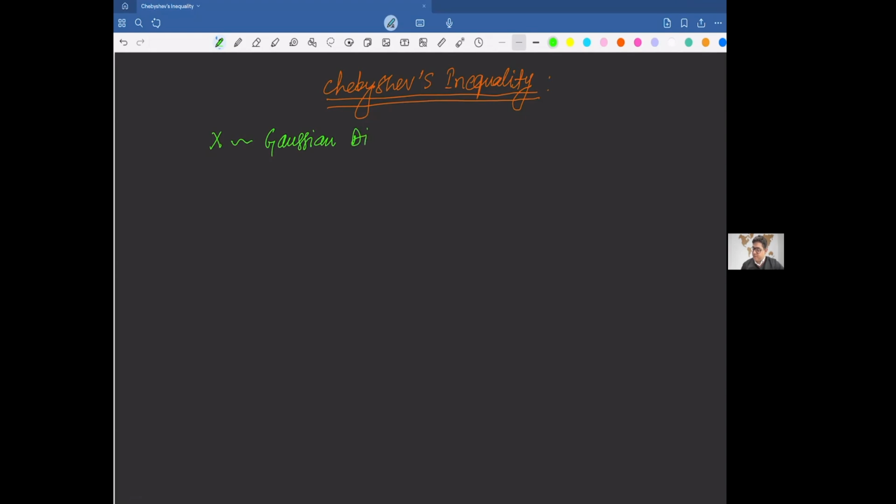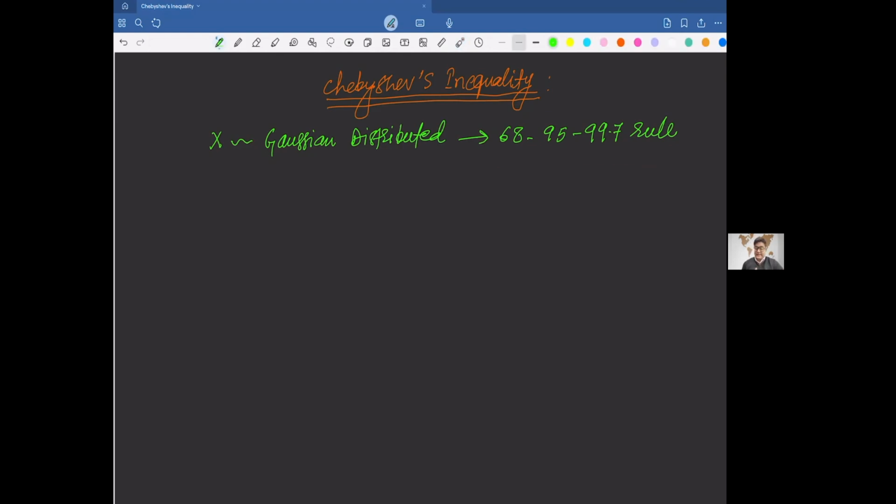If you know that your data, or a random variable x, is Gaussian distributed, we already know the 68, 95 and 99.7 rule. This we already know. Let's understand what this rule exactly says.